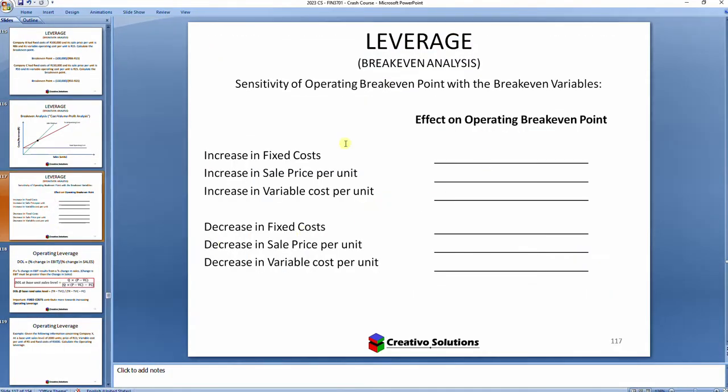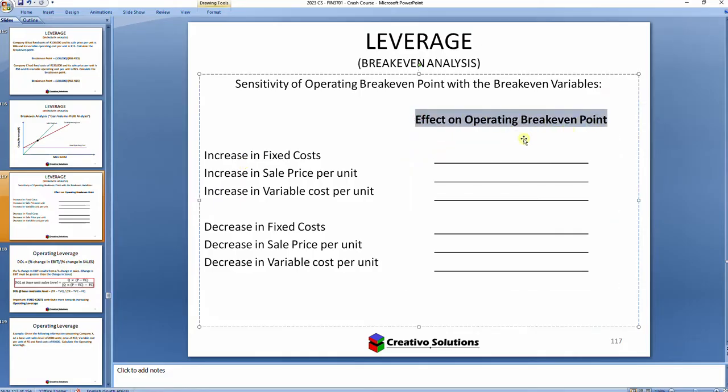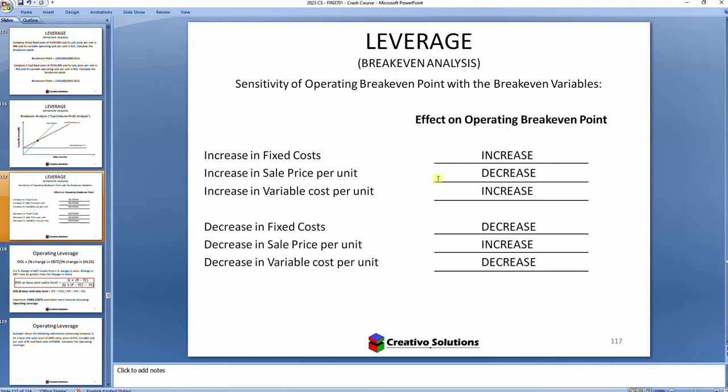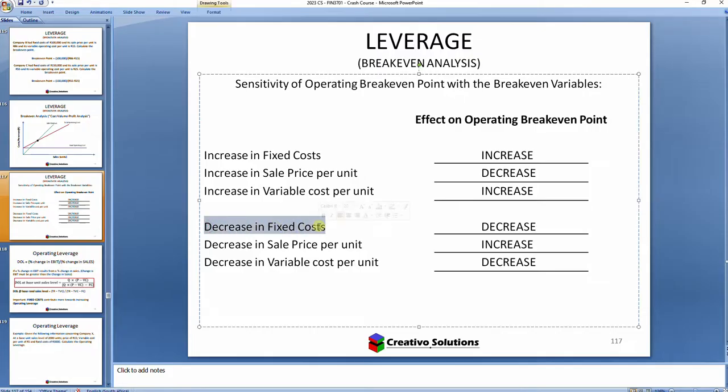Maybe just to ask you a few questions here. I'll reveal the answers. It should reveal just now. Operating leverage. Let's think about what we spoke about. If we increase fixed costs, what do you think that's going to do to break even? Would that increase the break even or decrease the break even? Increase. Increase the break even. Good. And then it would be the opposite if you decrease the fixed costs.